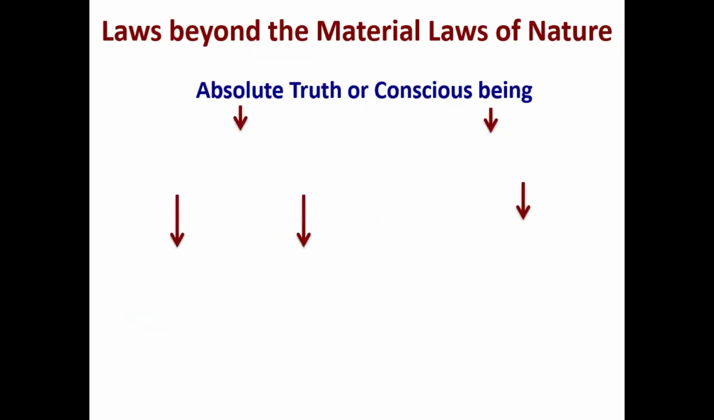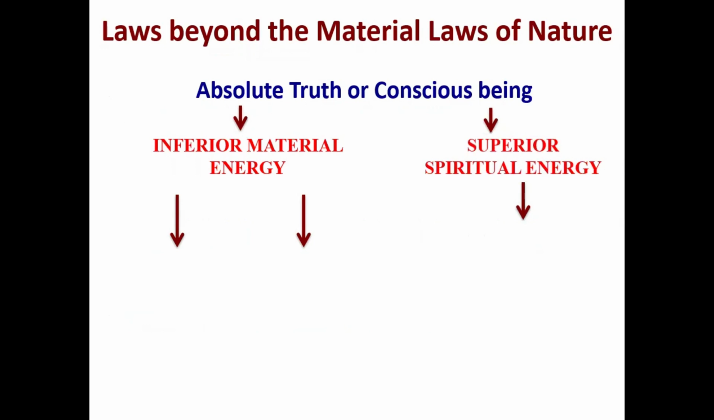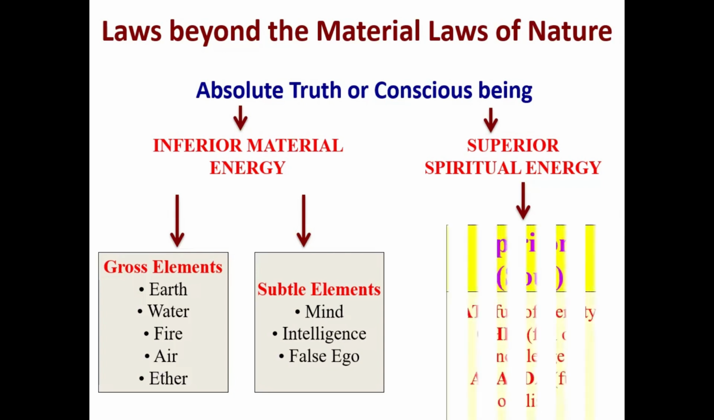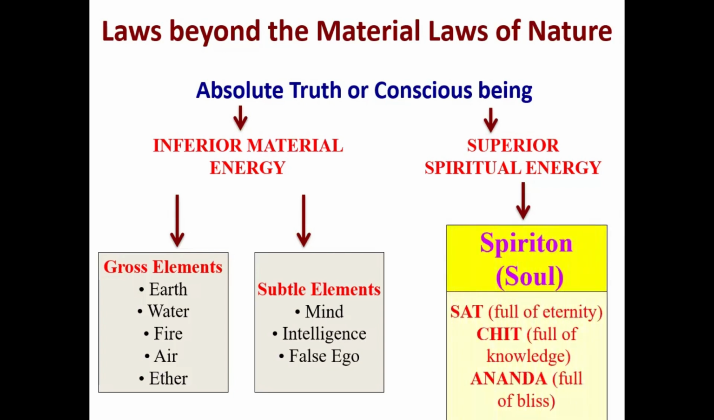So the absolute truth, as per the Vedantic perspective or the Vedantic paradigm, is the source of both the material energy, that is the inferior energy, as well as the superior spiritual energy. The material energy means all the gross elements like earth, water, fire, air, and ether, and according to Ayurveda, our body is made up of all these things. And also the subtle elements are mind, intelligence, and false ego. These are the inferior material energy, and the superior energy is the spiriton or soul. The spiriton has three important features: Sat, full of eternity, Chit, full of knowledge, and Ananda, full of bliss.